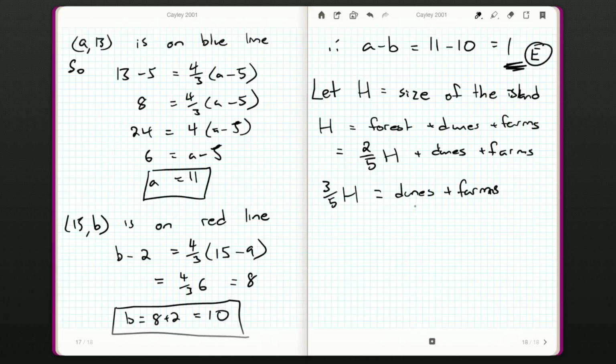Now we're told that the dunes is a quarter of what remains after we take out the forest. So it's going to be a quarter of the 3/5 h that remains. So 1/4 of what's left over after the forest is the dunes, and then we add on the farms. But we also know what the farms are. They're 90 hectares.